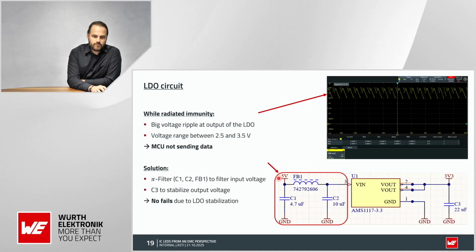So we added some ferrite here as a PI filter with 2 MLCCs and also an output MLCC, and that gives us more or less the performance that we can go up to the maximum test level that we wanted to achieve.